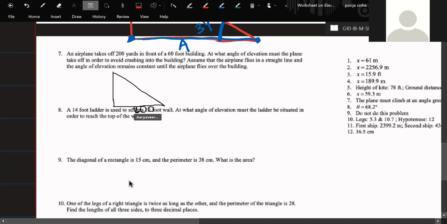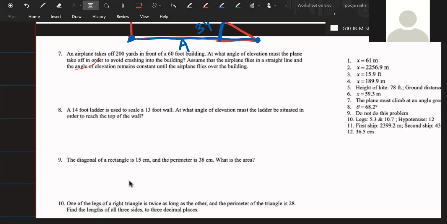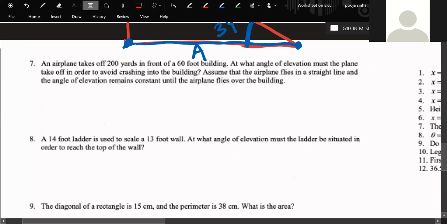No. First thing, this question is very different from whatever we've done till now. Okay, Arya, I'll just remove this for now. This is not the diagram that we are going to make here. Because now the question is, airplane takes off 200 yards in front of 60-foot building. Okay, no, I think you made it correct. I thought it's a question where the building also has some height, and I thought the question was something like that. It's not so. What you made was correct for this one.